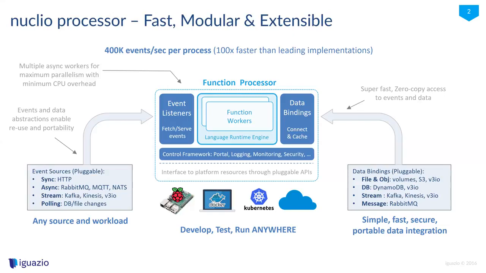And on the other side, you have the data bindings. We still need to do some more work on that. Currently, the Amazon APIs and our v3.io are supported, but in a few weeks, we'll add all the rest of the things in the list here.